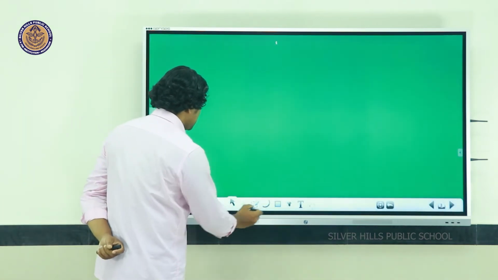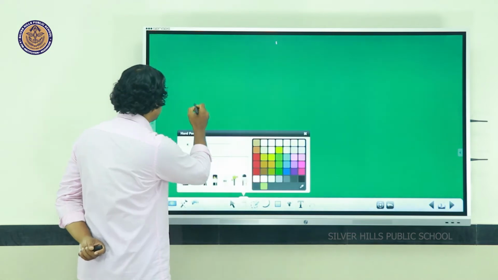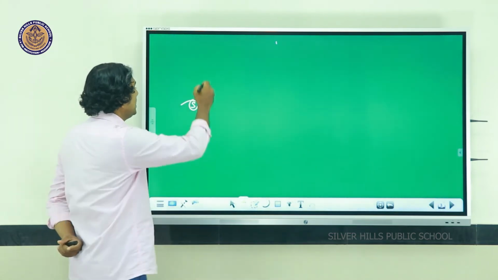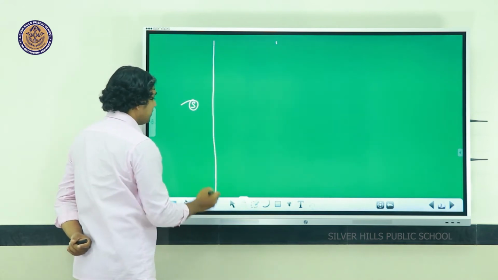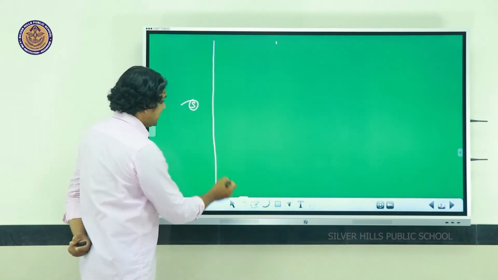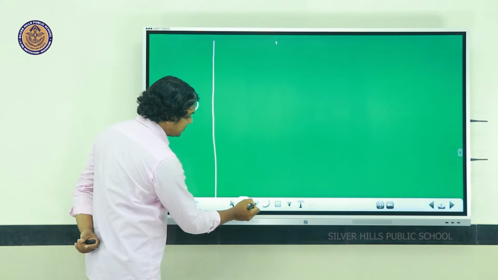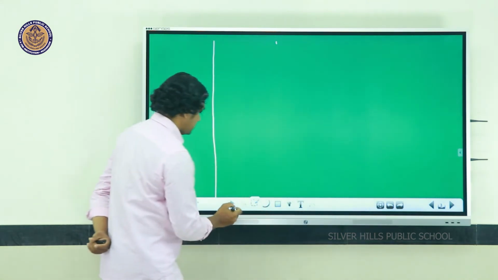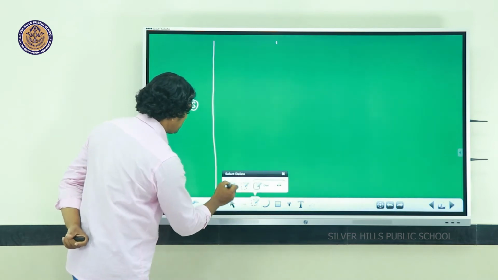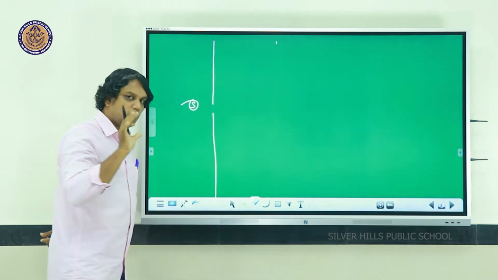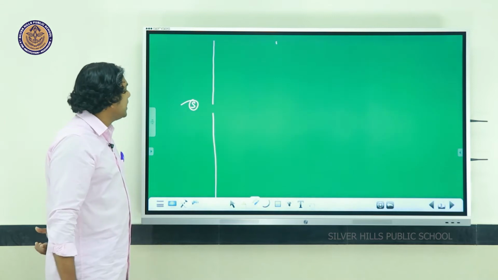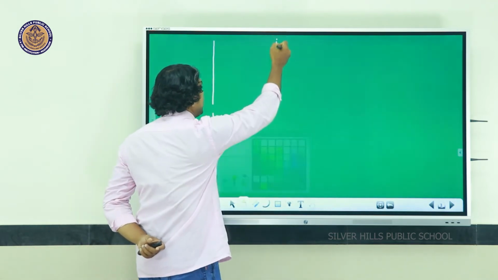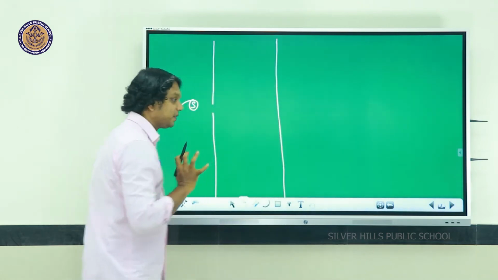Suppose we are taking a source of light, and light propagates from that source. There is a blocking, we have blocked it, and then a small opening is made, just a pin, a very small opening. Now a screen is also placed.